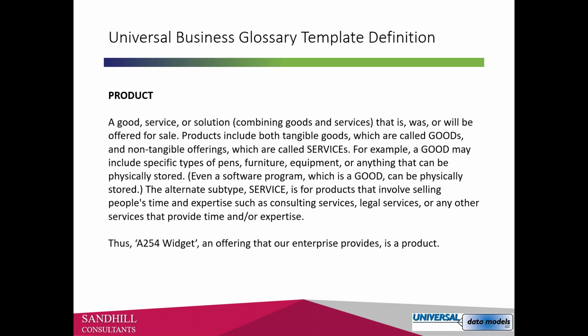Here's another example in product: a product is a good, service, or solution, or a combination of goods and services, that is, was, or will be. So here in our guidelines with tense, we're saying, hey, if something was a product, that's a product. If it is, it's a product.